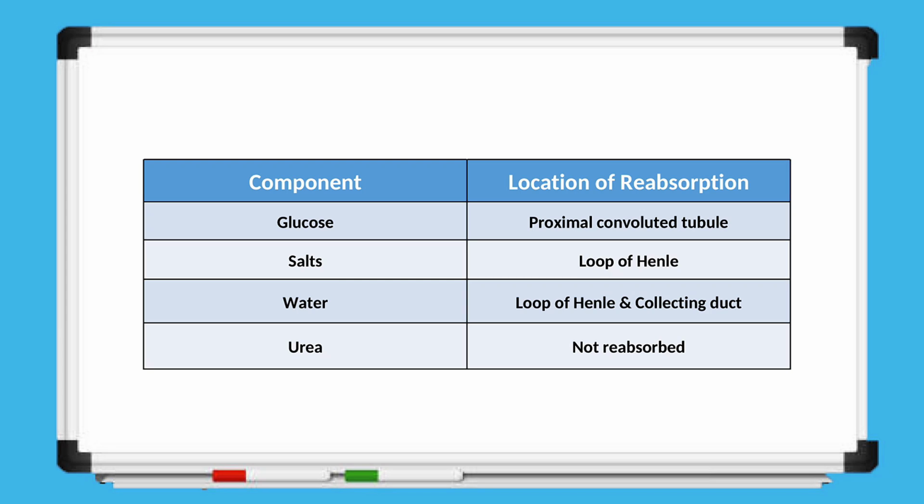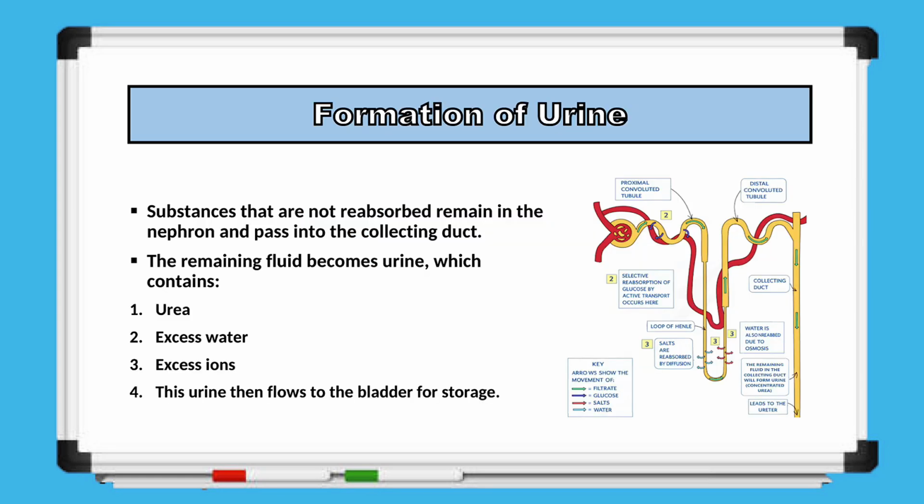On the other hand, urea is not reabsorbed. It remains in the filtrate and eventually leaves the body in the urine. This is important because urea is a waste product that the body needs to get rid of. In short, the nephron carefully reclaims glucose, salts, and water while allowing urea and other wastes to be excreted, maintaining the body's internal balance. The next step is the formation of urine.